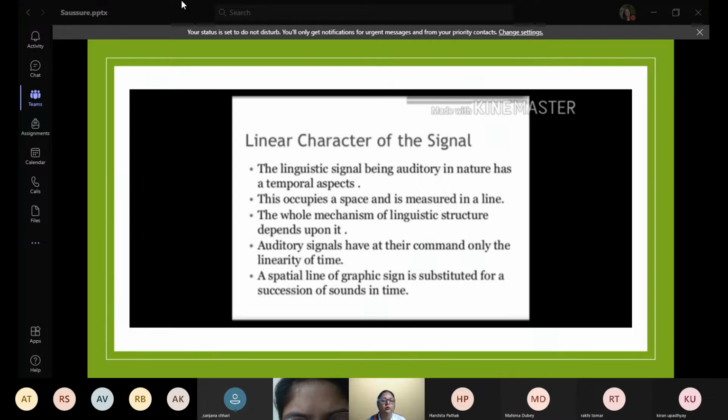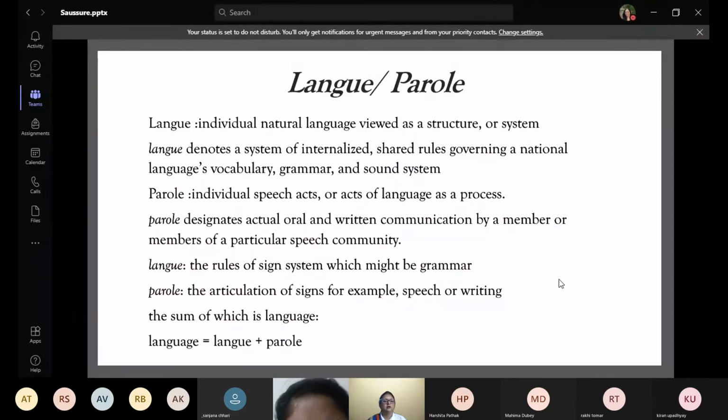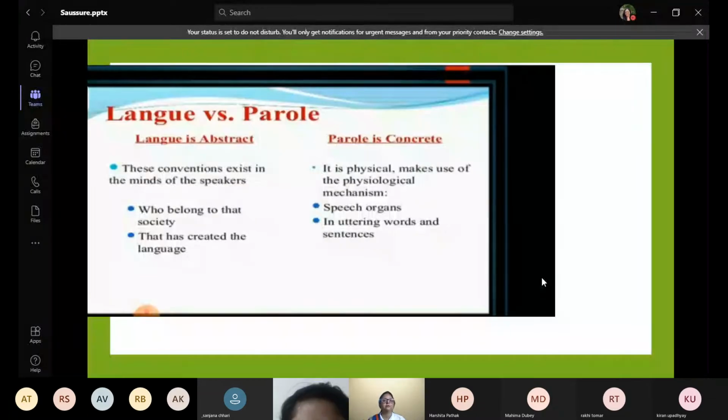Okay, so these are the two lines, spatial line and temporal line. This is the linear character of the signal. Then this we had done, that language is equal to Lang plus Parole.